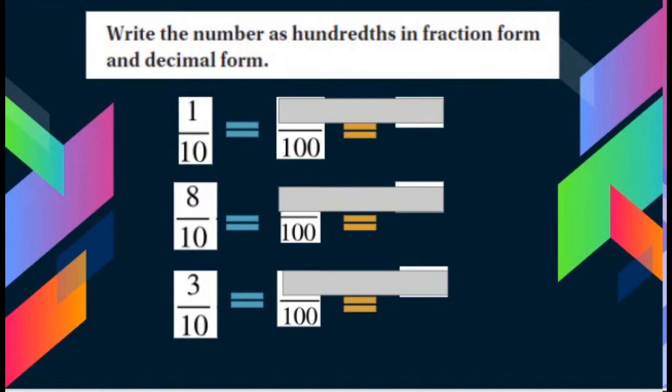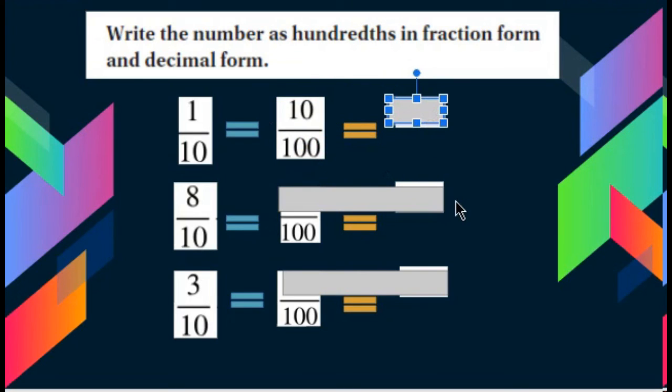Now, let's see if you guys can do this quick speed round. You are on it. Write the number as hundredths in fraction form and decimal form. I don't need you to write it this time, but if you could just stay along with me and have it in your head or write it on your paper would be even better to show me that you know what we're working on. So what would 1/10 be if we were to look at it in terms of hundredths? Get it in your head or write it down. Let's see if you got it.